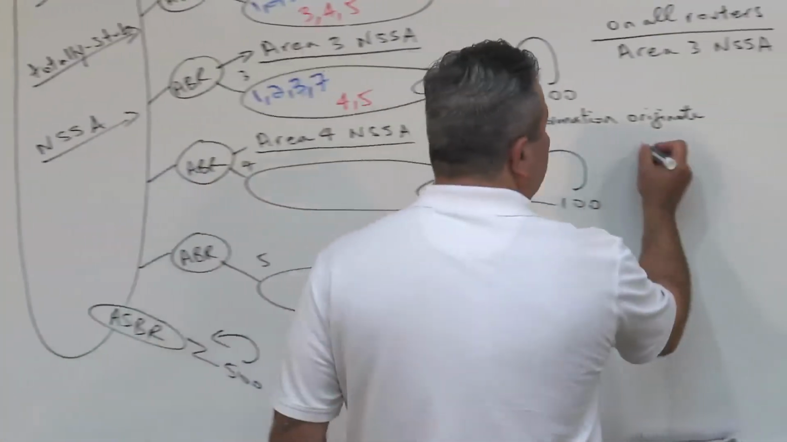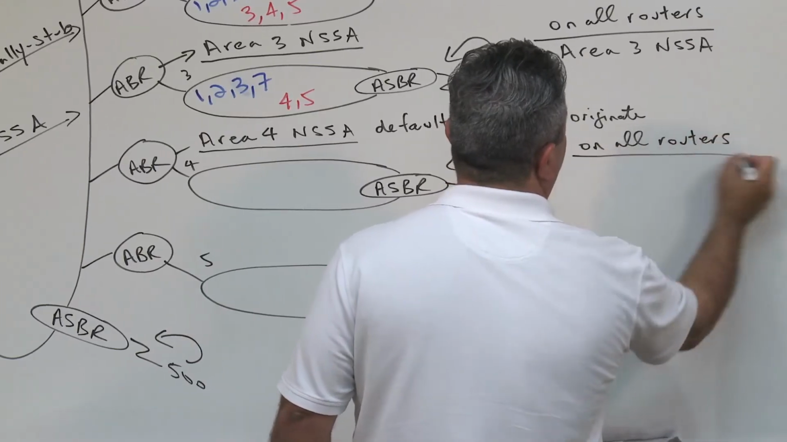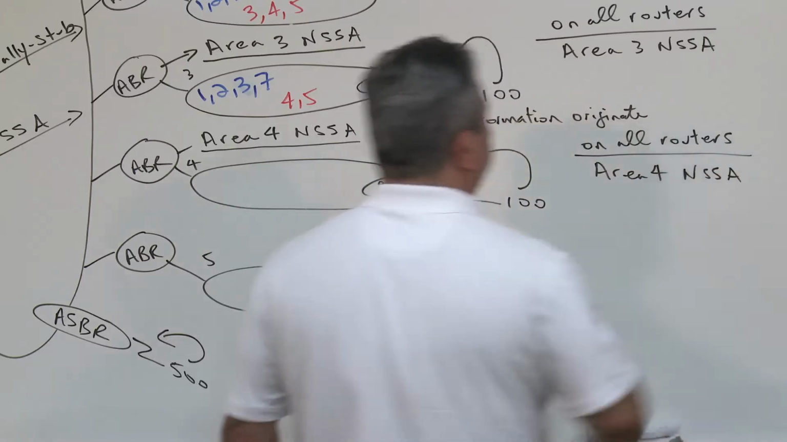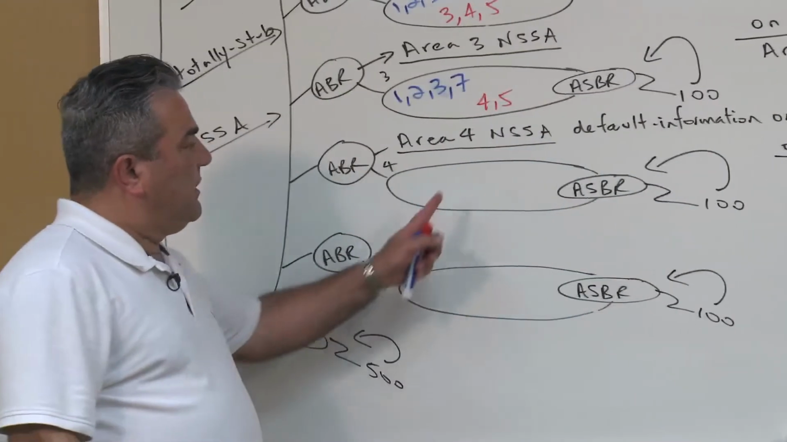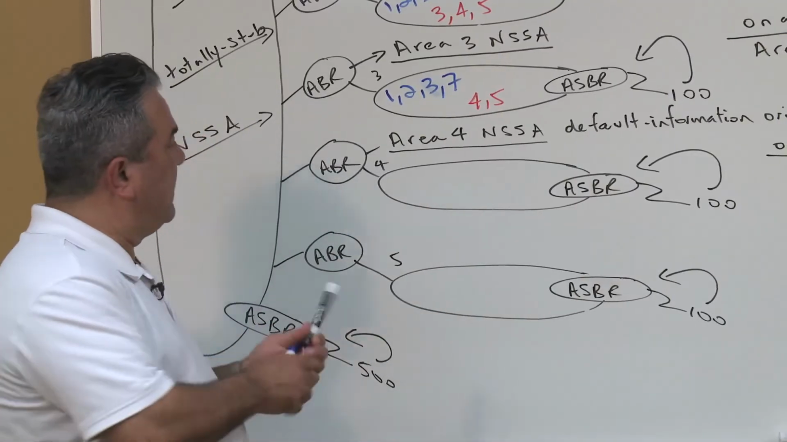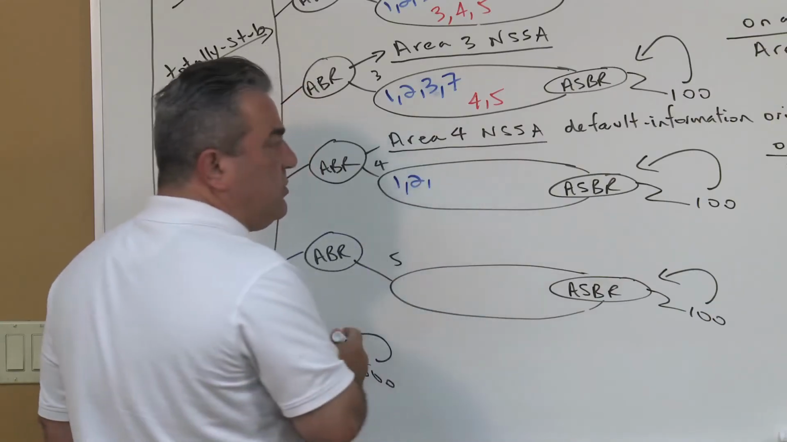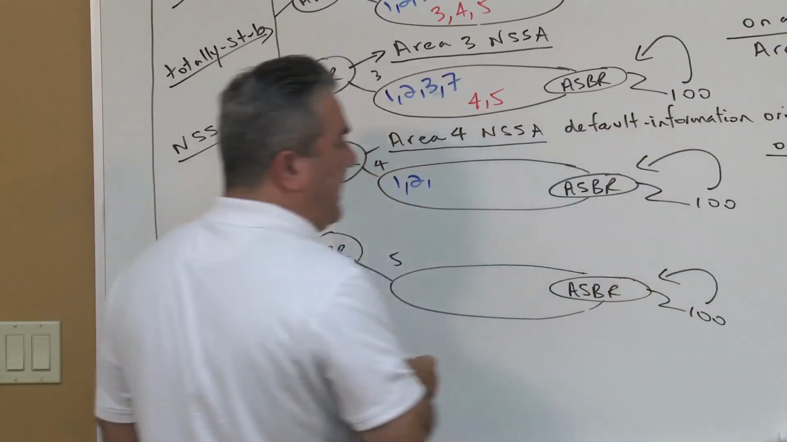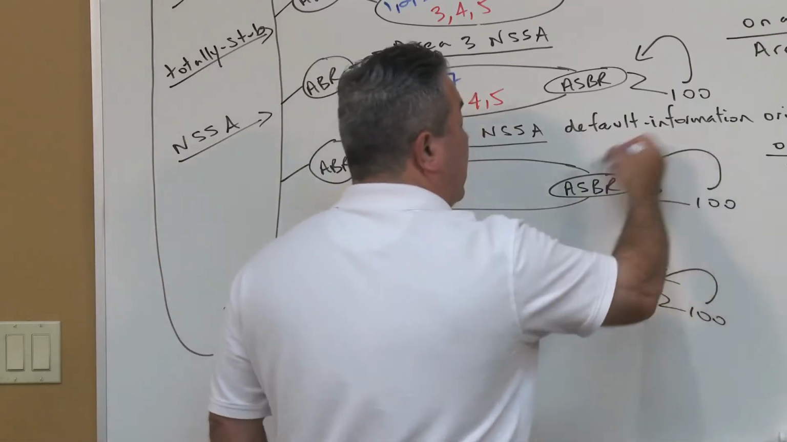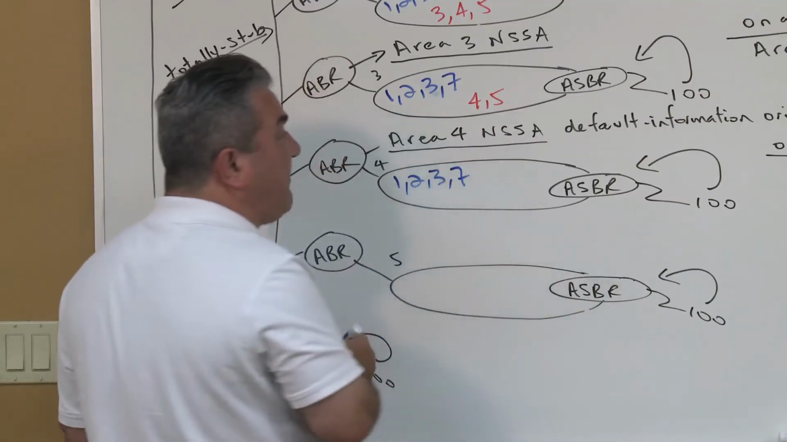So let's go on all routers. We're going to say Area 4 NSSA. Now let's see what LSAs are propagated in Area 4. So here we can have type 1s, type 2s. We haven't blocked LSA type 3s, so we're going to have 3s. We have an ASBR that's redistributing 100 routes. Those will show up as type 7s.